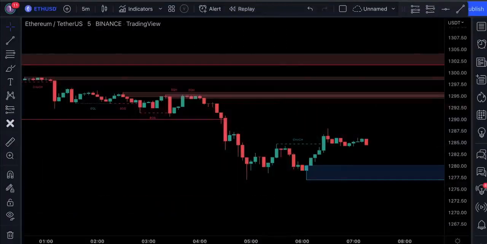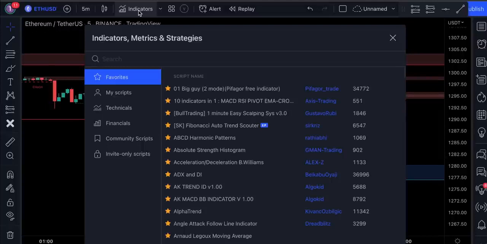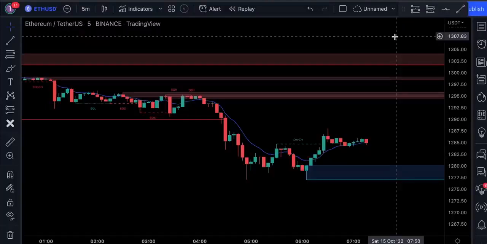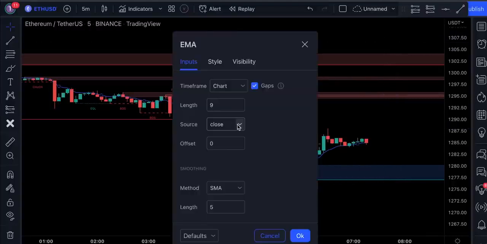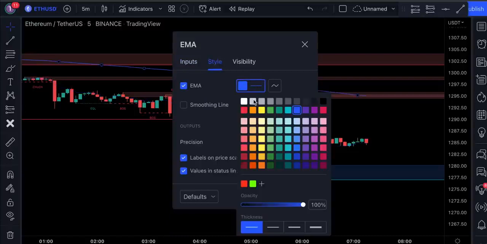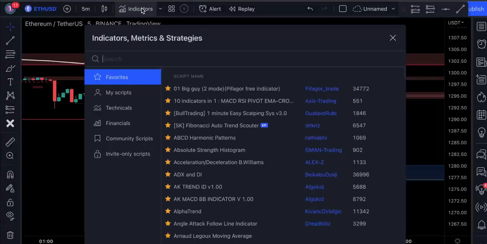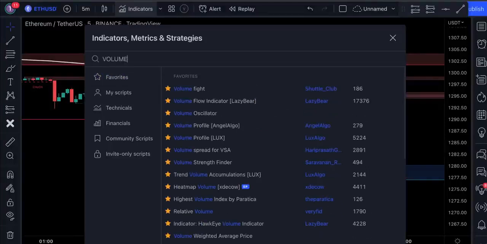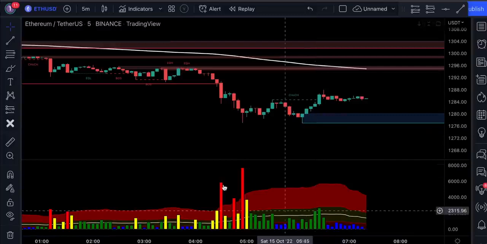Okay, now you know how this script works. Let's add 2 more indicators to the chart to complete the setup. So the first indicator we're gonna need is the EMA. We're gonna set its length at 200. And for the second indicator, we will need the volume spread for VSA. We're gonna leave its settings on default.